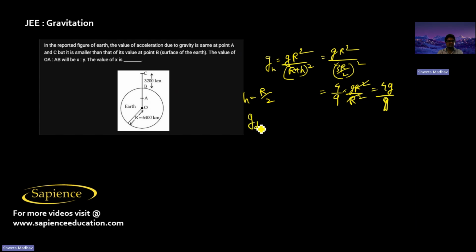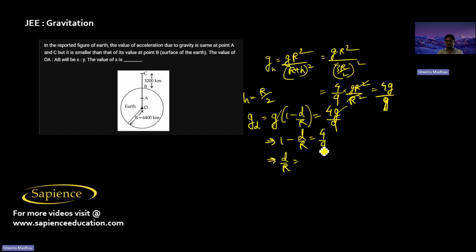So at a depth d, the value of g is given as g into (1 minus d by R), that will be equal to 4g by 9. So g will cancel out, and it means 1 minus d by R is equal to 4 by 9. It means d by R will be equal to 1 minus 4 by 9, which is 5 by 9. It means d will be equal to 5R by 9.